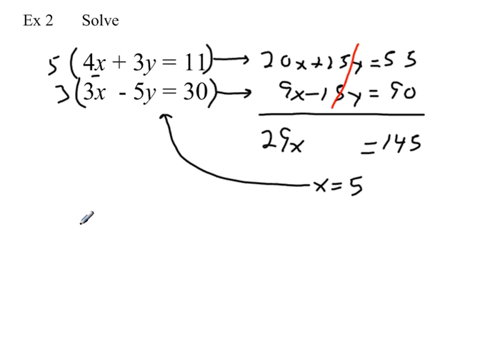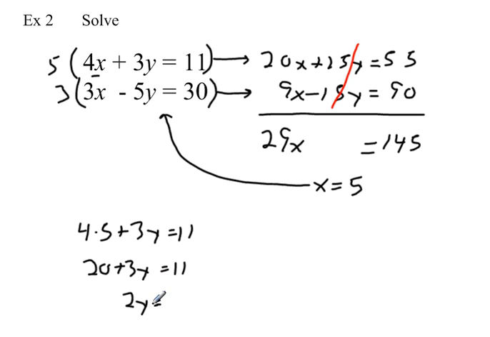4 times 5 is, I'll write it out here, 4 times 5 plus 3y equals 11. So I've got 20 plus 3y equals 11. If I subtract 20 from both sides, I've got 3y equals negative 9, which leads me to y equals negative 3. So now I'm going to write this as a point, 5 and negative 3.